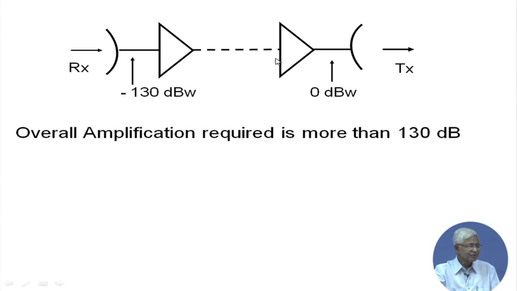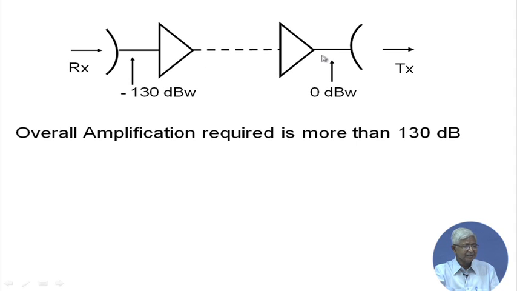Let us go back to the diagram. So, there is a small amount of signal which is received. Let us assume that after the antenna it has come, that is minus 130 dBW, and to make it 0 dBW, which is equivalent to 1 watt, I have to put a lot of amplifiers. So, instead of one amplifier, I put more blocks of amplifiers, and then there is transmit. Overall amplification I want to give is roughly about 130 dB. It is quite a large number.